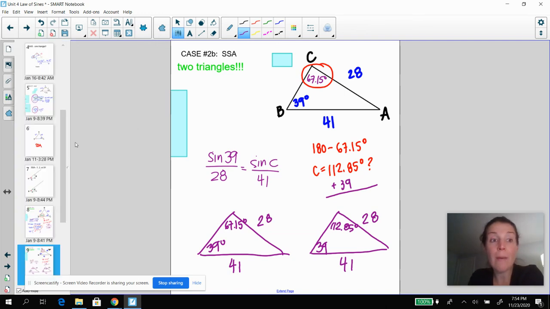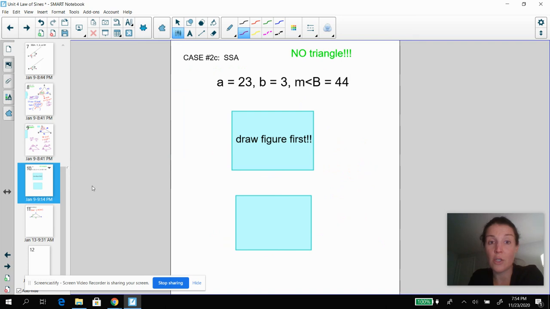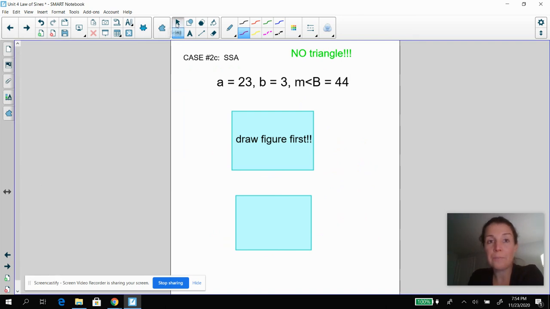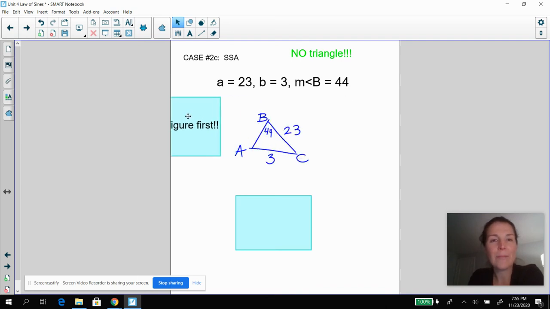All right, so now let's talk about the zero triangle situation. So let's try this one. First thing you've got to do is draw the figure. So you know side length A is 23, side length B is 3, and the measurement of angle B is 44. So pause the video, draw the figure first. All right, we're back. So here is what the figure looks like.